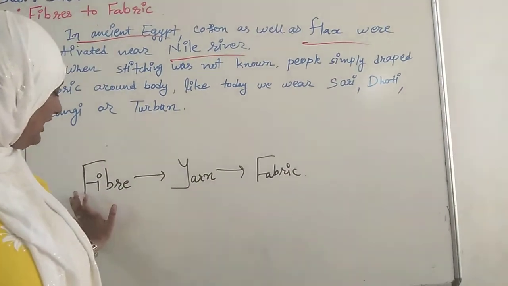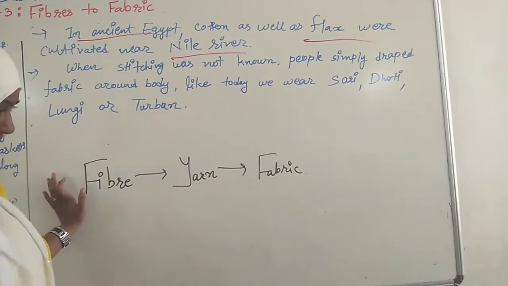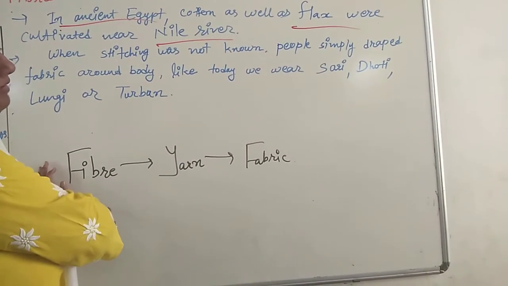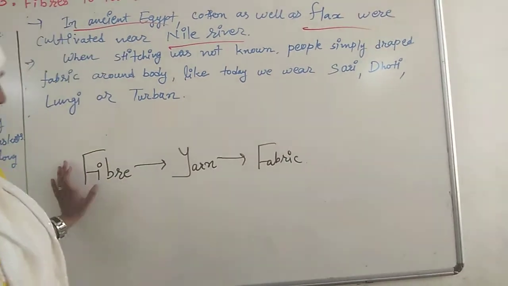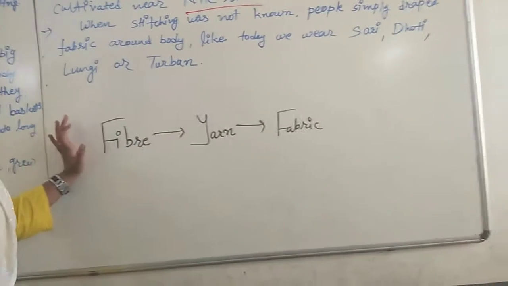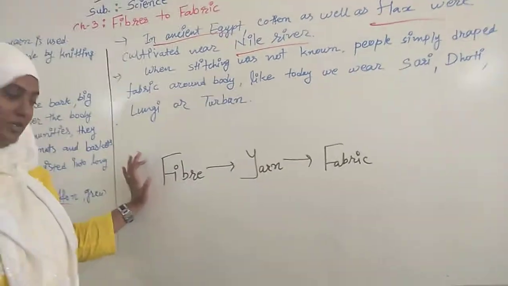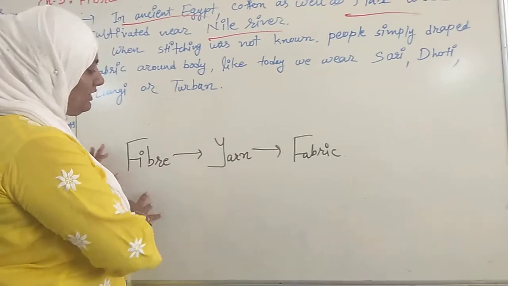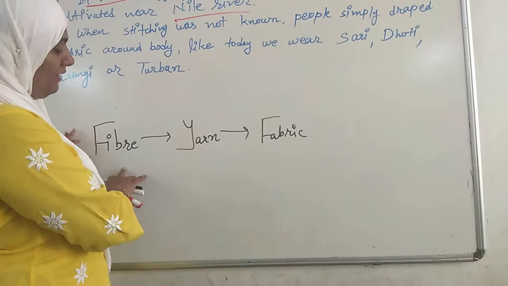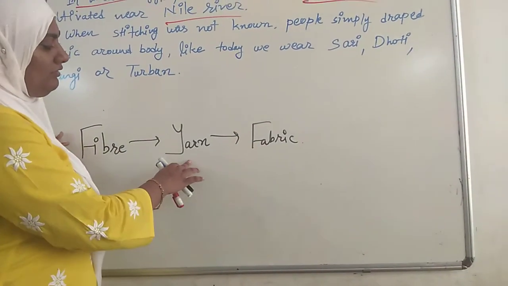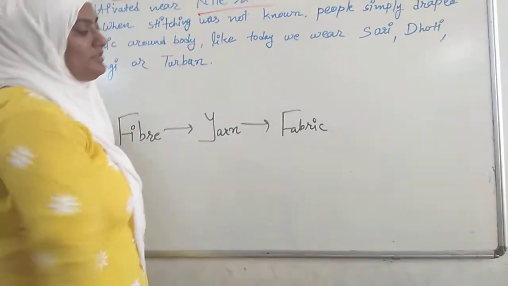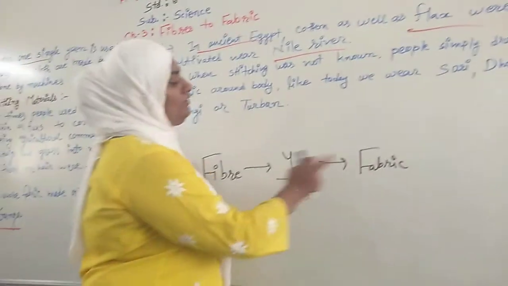So we can say that the correct series from fiber to fabric is: first step is that we obtain fiber from different sources like plants or animals, then we convert these fibers into yarn. So this is the first step, fiber to yarn, and then we convert that yarn into fabric. Okay, so this is the correct series of fiber to fabric.